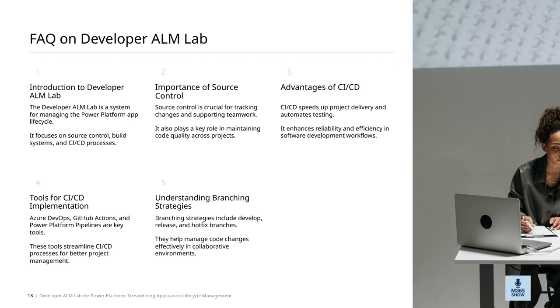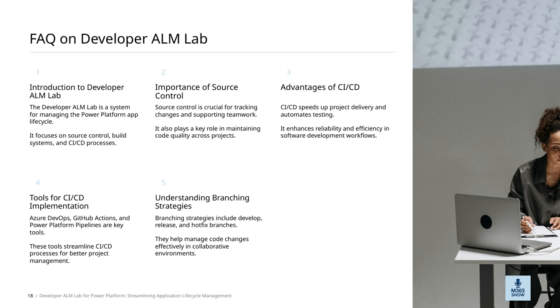Moving on, there are several key tools that support these processes, such as Azure DevOps, GitHub Actions, and Power Platform pipelines. These tools are essential because they automate and streamline our continuous integration and continuous delivery, or CI/CD, workflows. With these tools, managing our projects becomes more efficient and less error-prone.